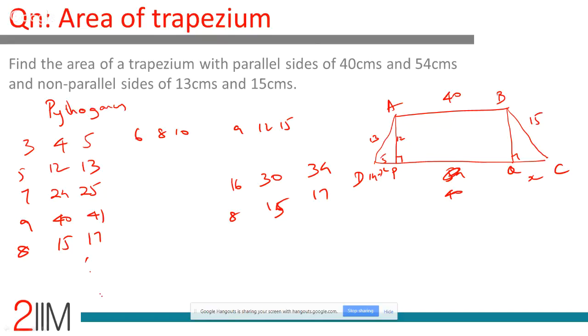That could be 5. This were 12. This will be 12. This is 15. This is 12. This should be 9. 9 plus 5 is 14. Damn, this is your answer. Our area is half into sum of parallel sides into altitude. Altitude is 12. Mark the answer. Bam! You go to the next one.